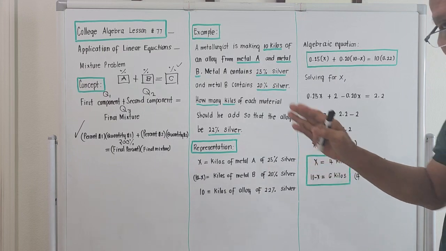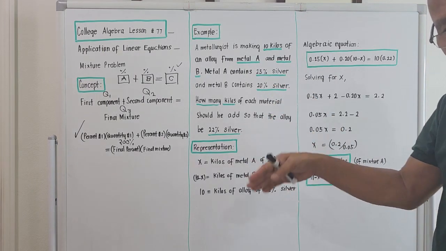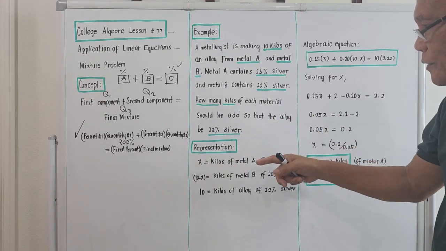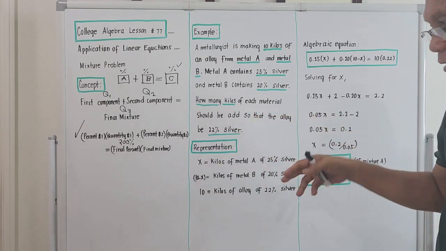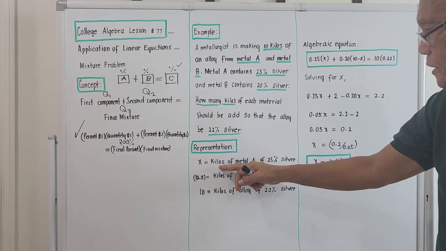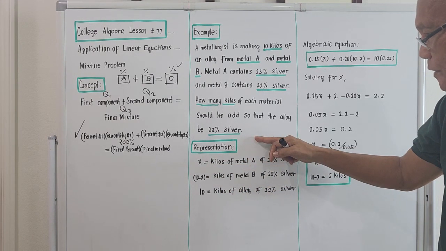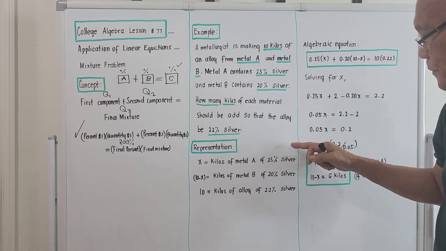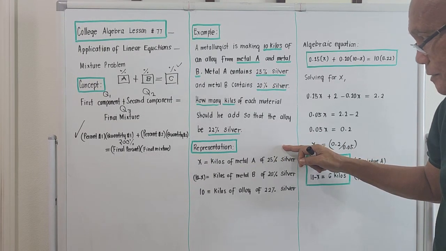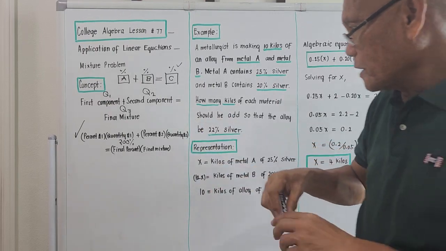Verbal problems, we need the representation, right? Representation or label, L-A-B-E-L. Okay, I don't want label, I want representation. We let X be equal to the kilos of metal A, in which the percent silver is 25%. Okay, coming from A, I will put X here.